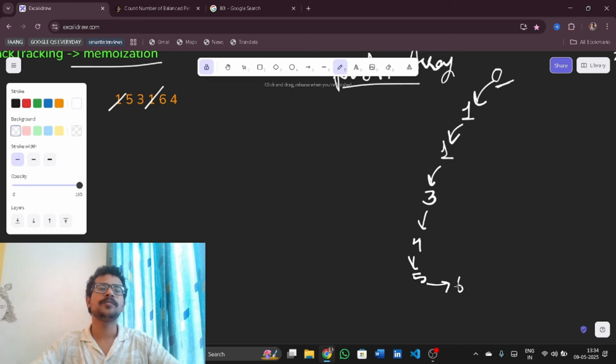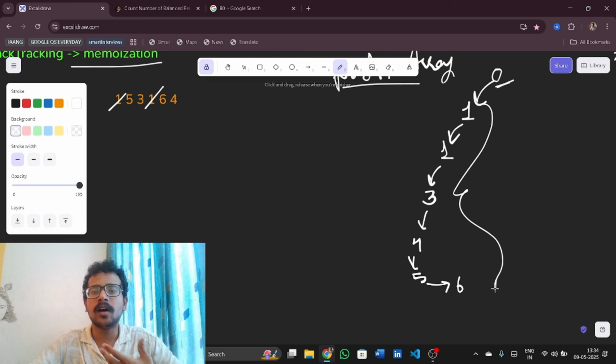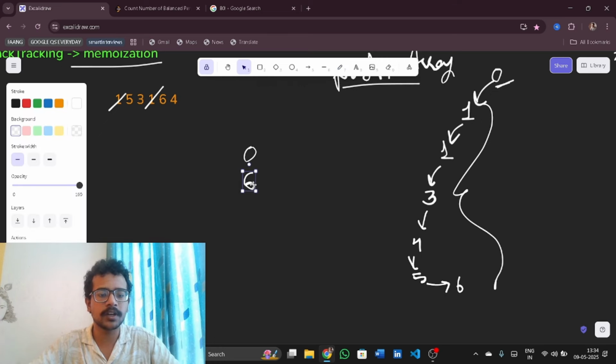But wait, here for 0, what are the total digits that I have the possibility to place, right? There are 6 possibilities. Okay, for 0 there are how many possibilities? 1 2 3 4 5 6. 6 possibilities. Now for index 1 I'll just shift it there.